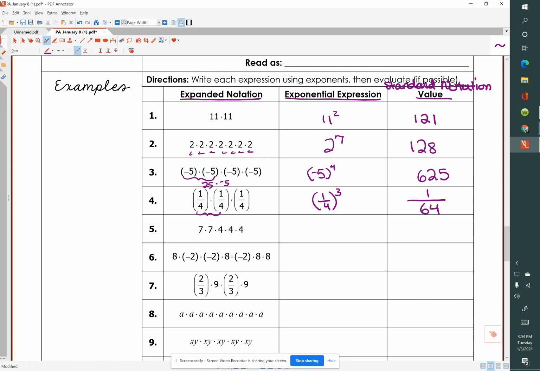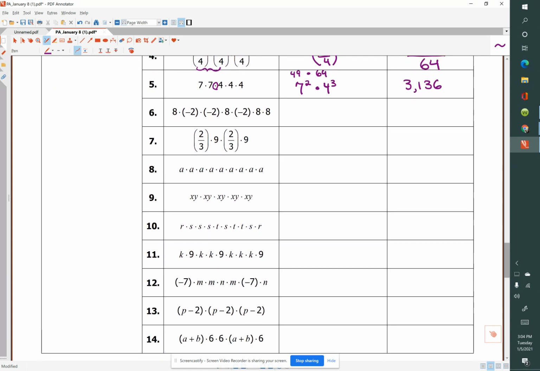Now we're combining expressions. We've got 7 times 7 times, be careful here, 4 times 4 times 4, which would be 7 to the second power times 4 to the third power. Well, 7 to the second power is 49. 4 to the third power is 64. 49 times 64 is, I'll write that up there, 49 times 64, and that would be 3,136.